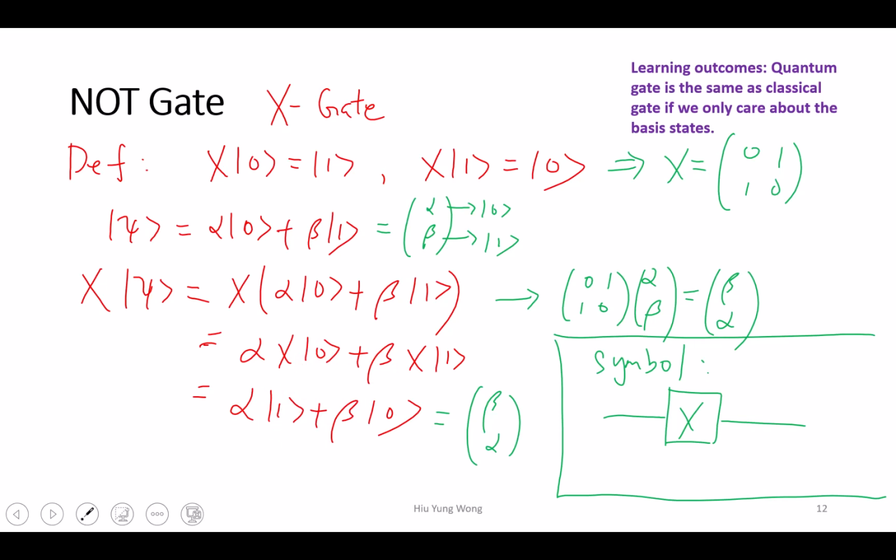Any questions? Cascade two NOT gates, an identity gate. Good point. So if we put two NOT gates together, will we get an identity gate? Yes, right? I asked you to try it, but it's also easy to see. NOT on 0 becomes 1, and then NOT on 1 becomes 0. So it becomes itself. So it's an identity gate. Exactly the same as classical logic.